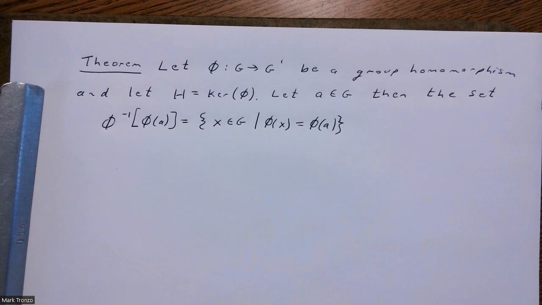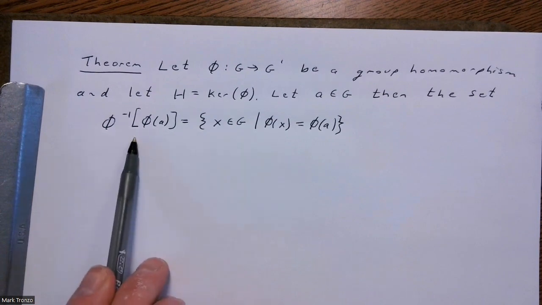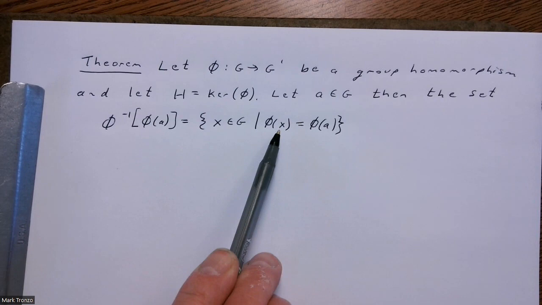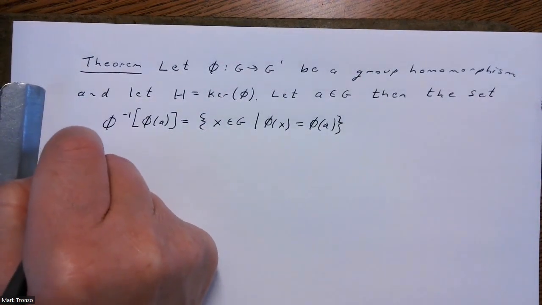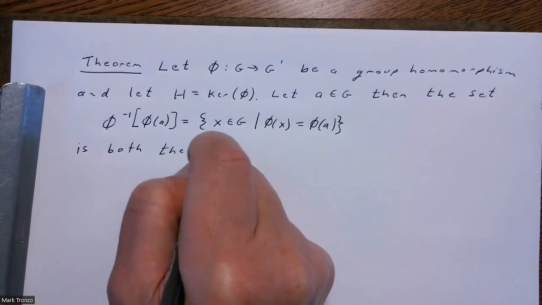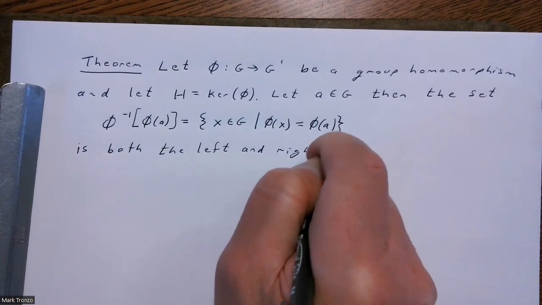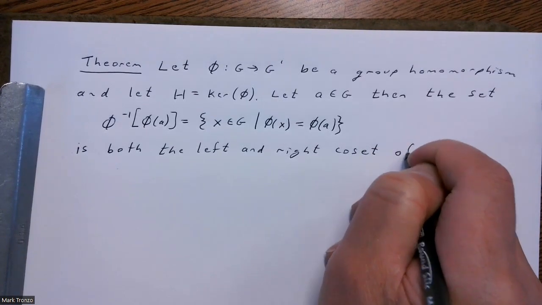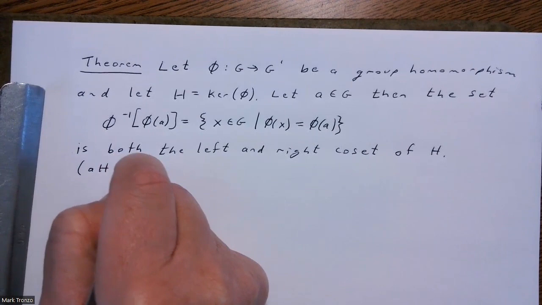And so again, if this is the kernel and these are the values in G that produce phi of A, this set turned out to be both the left and right coset of H. So in other words, it's both AH and HA.